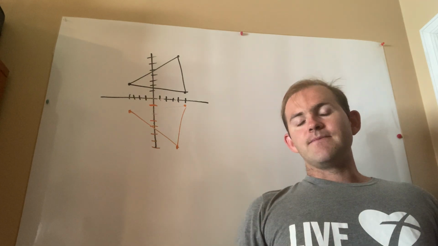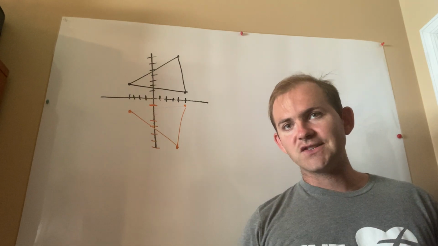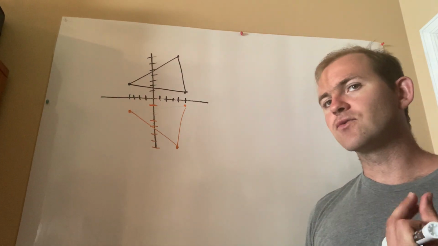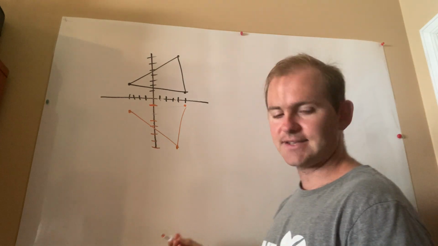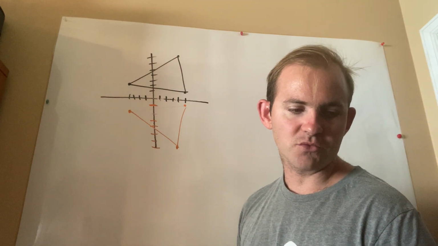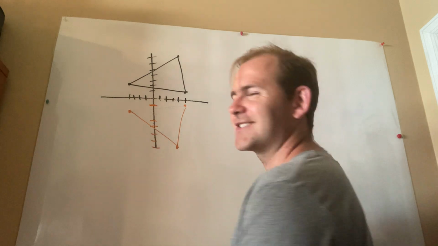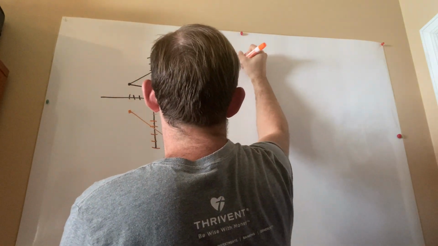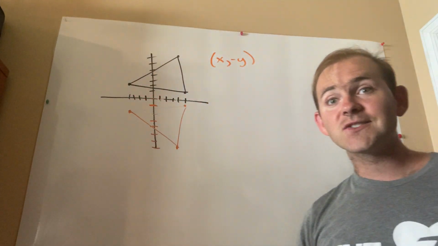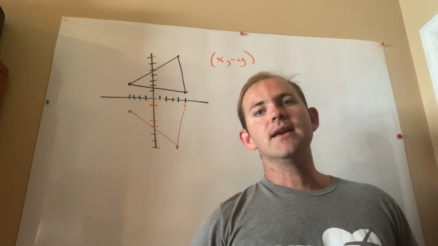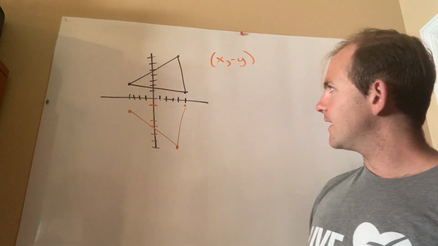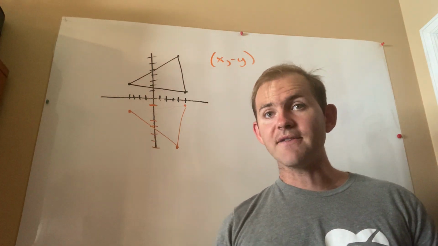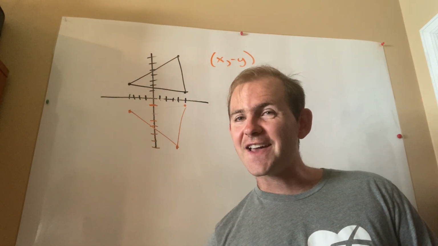Now that being said, there's actually a far faster and more efficient way to do this. There's what's called a coordinate rule for a reflection over the x-axis. So I want you guys to write this down right next to where it says the x-axis. This is important. To reflect something over the x-axis, we can use the coordinate rule (x, -y). In other words, each of the x values of the original point stayed exactly the same. What changed was that the y values changed their sign.